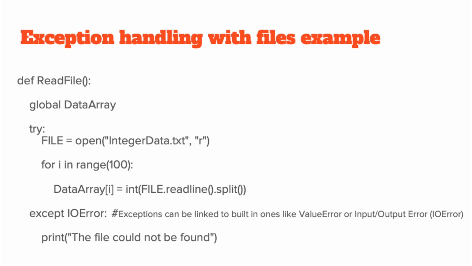Now we can give it names. In this case, exceptions can be linked to built-in ones like value errors or input-output errors, which is IO error. And then we simply say file could not be found. So for example, if the integer data.txt file didn't exist in the same directory as the program, it can lead to a crash. Here, we're just going to output the message, the file could not be found, instead of giving a crash to the user. So that makes it a bit more user-friendly. And that's all there is to exception handling. Two keywords, the main code is part of try, and the error message is part of except.